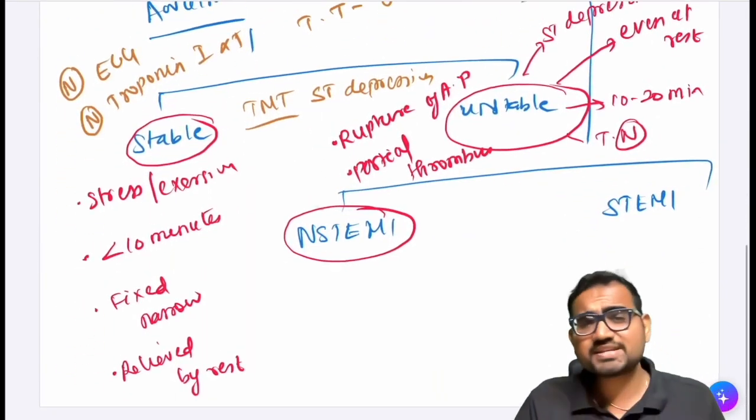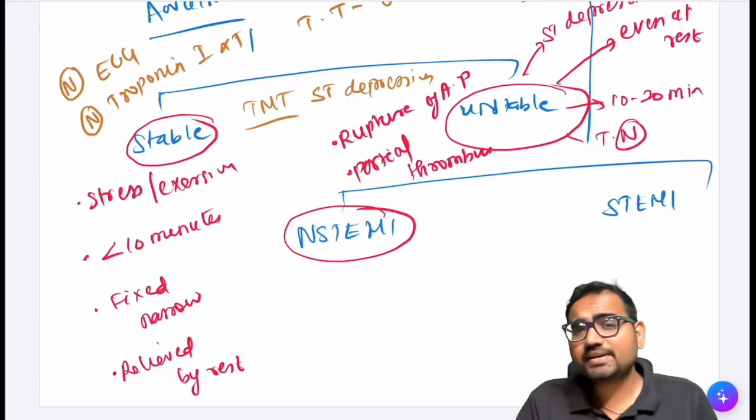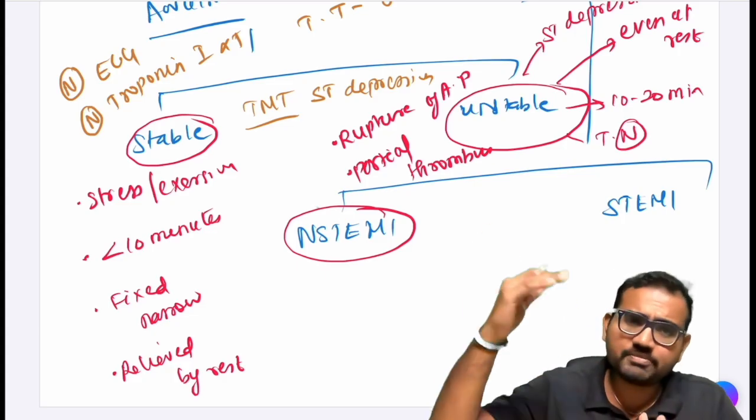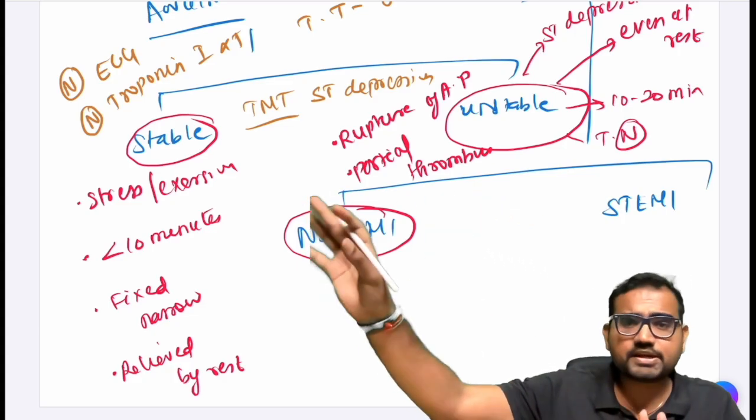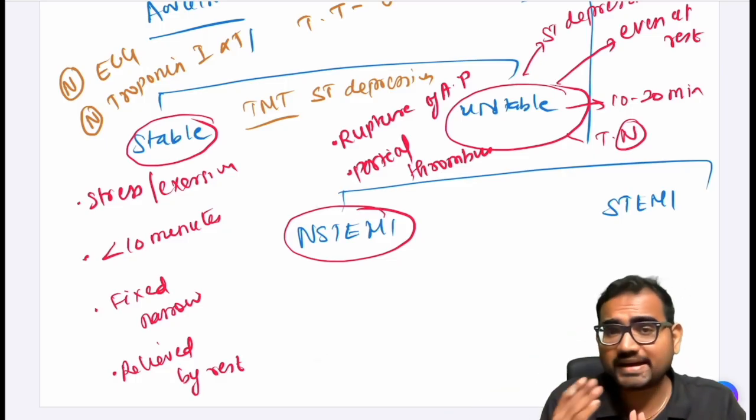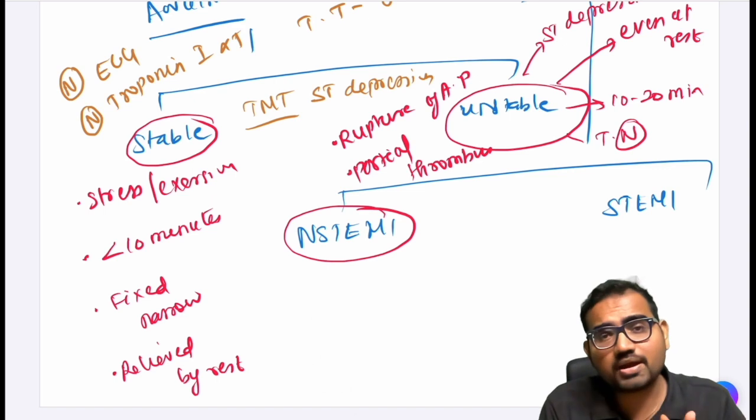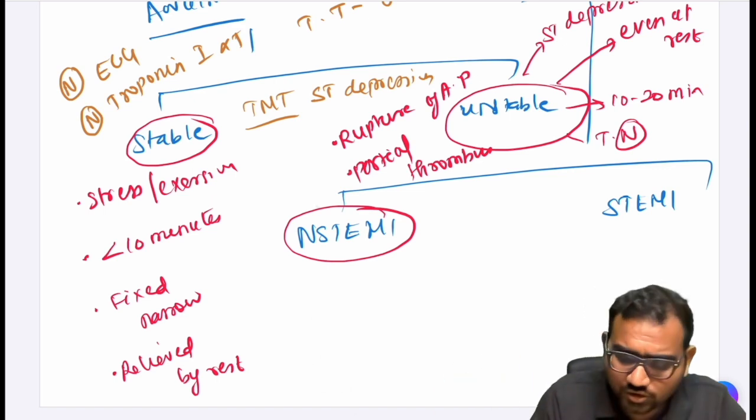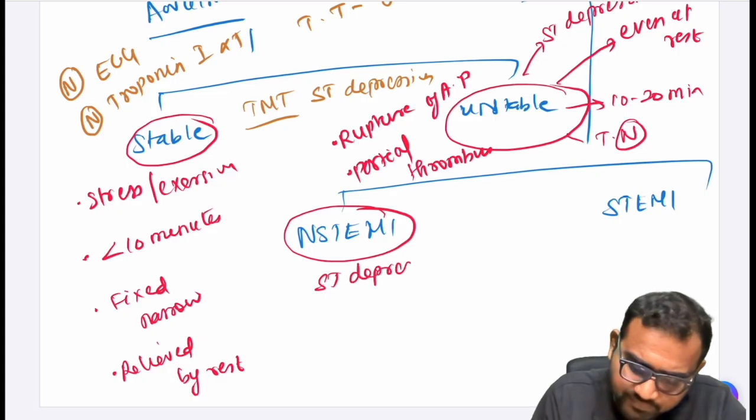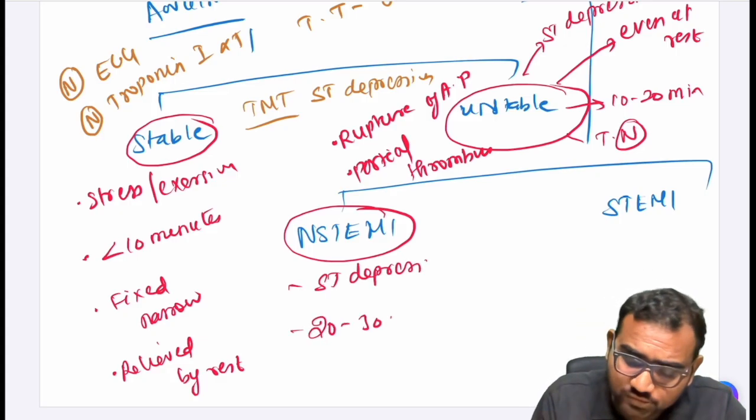Non-ST segment elevated means, till now we see only ST depression, be it stable angina in a treadmill test or unstable angina. In myocardial infarction, there will be ST elevation. That is why they call it non-ST segment elevated myocardial infarction. So obviously, as the name suggests, there's going to be ST depression. These patients will have pain up to 20 to 30 minutes.